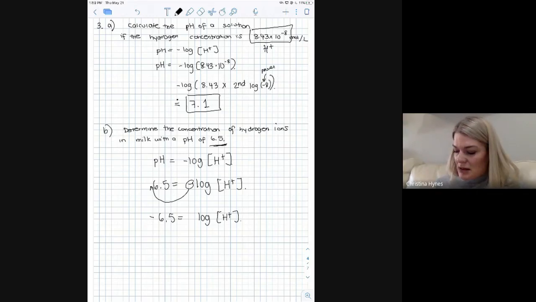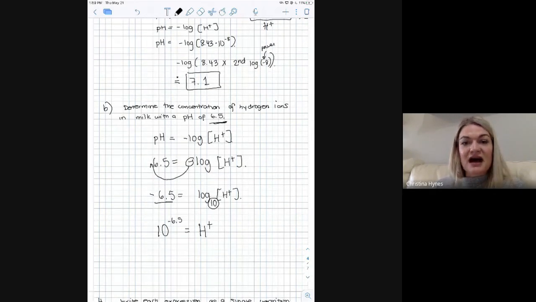Okay. And then this is where you change it to exponential form. So like I said in the previous question, whenever you do not see a base, it's 10. So when you don't see that little number, it's actually 10. So I'm going to write that in to make it easier. So when you're writing it in exponential form, you write this number, which is your base, to the power of your answer equals H plus. So that's how I convert it into power form. So I'm solving for the hydrogen concentration in moles per liter. And then all I have to do is put this into your calculator.